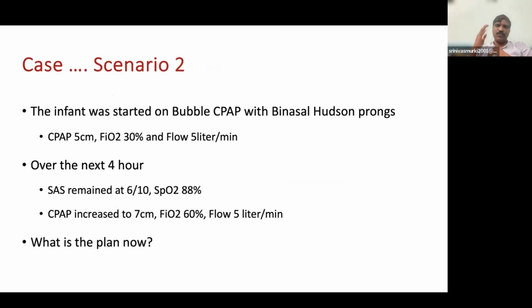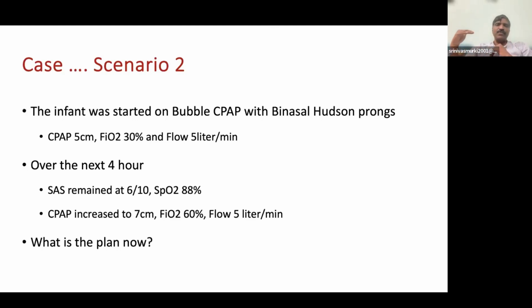What happened over the next 4 hours? The baby's retractions remained. The SA score from 8 or 7 came to 6, but still retractions were significant. Baby was hypoxic. So what do you do now? Since the baby has hypoxia and retractions, we keep increasing the pressure from 5 to 6, 6 to 7. So the pressure was increased to a maximum of 7 centimeters, but if saturation was still low, the FiO2 was increased gradually from 30 to 35, 35 to 40, 40 to 45, and then to 60%.